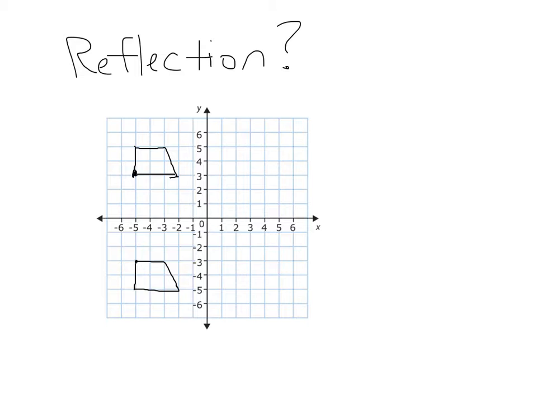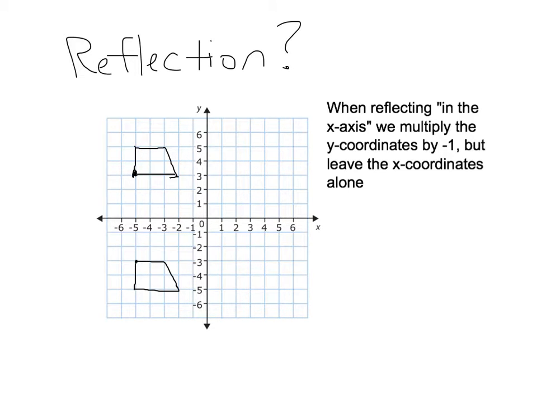But let's see. Remember, when reflecting in the x-axis, we multiply the y-coordinates by -1, but we leave the x-coordinates alone. So the first thing I probably need to do is mark some points here and then identify their coordinates. For example, let's just stick with this one first. His coordinates are -5, 5.